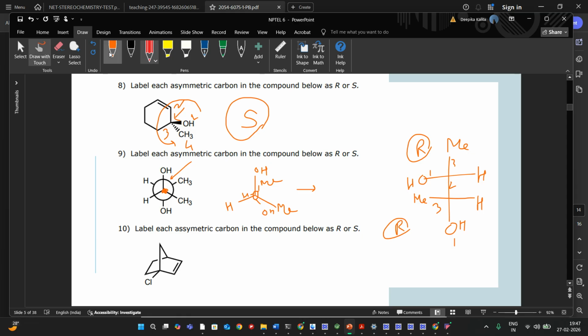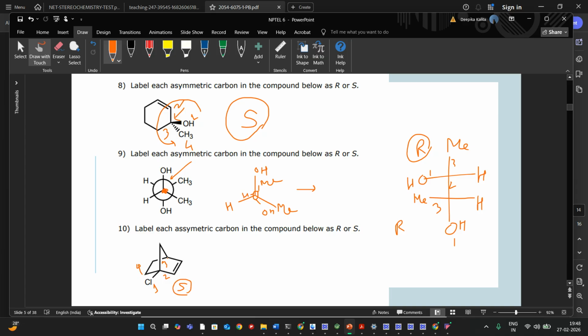Again, for the third molecule, we have two asymmetric centers here. So we are going to assign the RS configurations to both the centers. So for the first one, this will be the first priority. This will be the second priority. This will be the third priority. And this is going to be the fourth priority. So on moving from 1 to 2 to 3, the center is S.